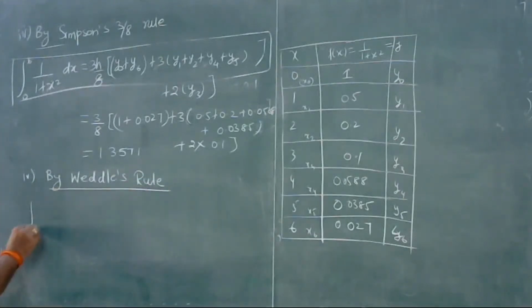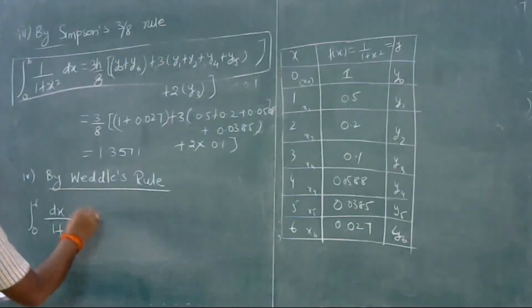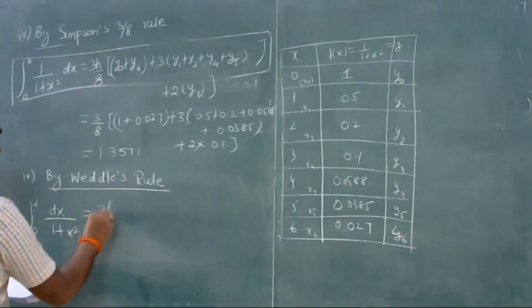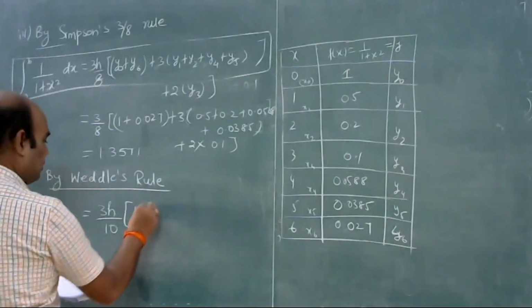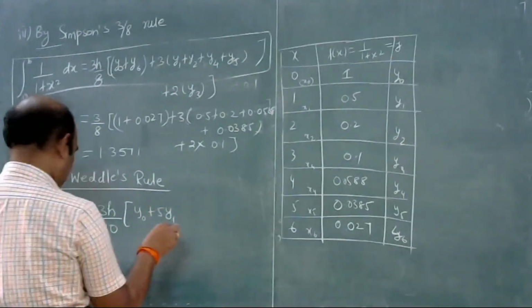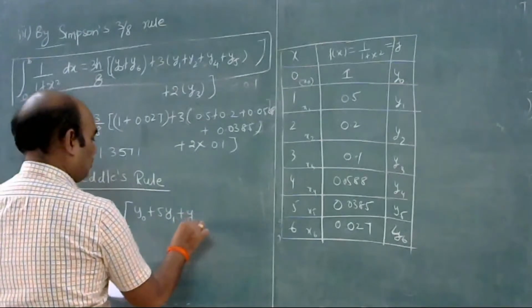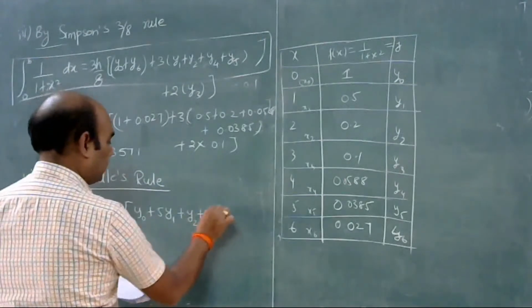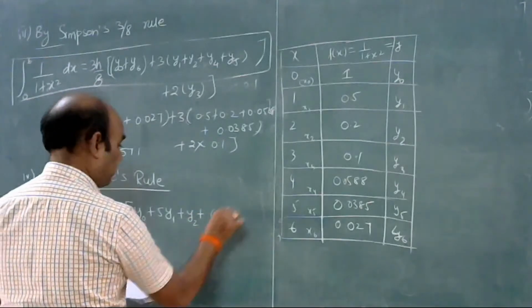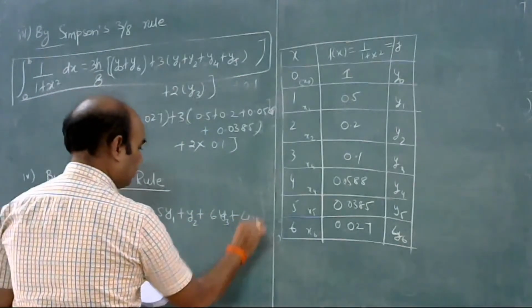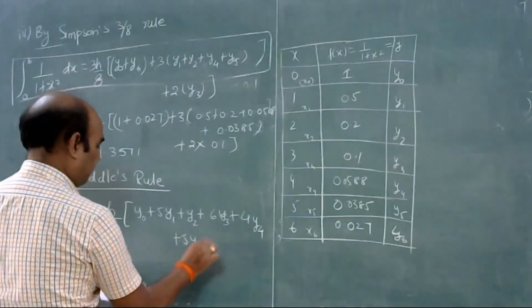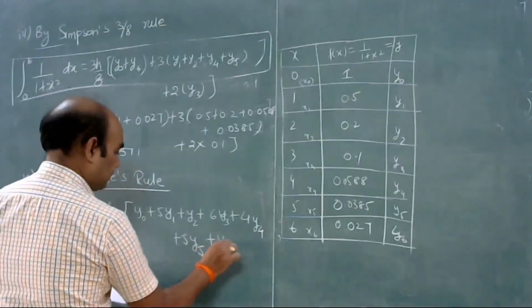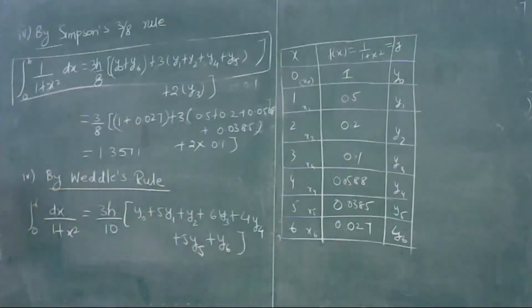So integral 0 to 6 of 1 upon 1 plus x square is equal to 3h upon 10 times [y0 plus 5 y1 plus y2 plus 6 y3 plus y4 plus 5 y5 plus 6 y6].